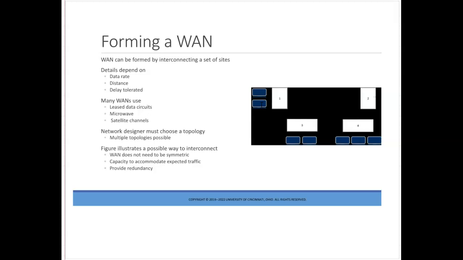A network designer must choose a topology for any given set of sites, and many topologies are possible. Topology is the physical makeup. Remember, a few modules ago we talked about bus, star, mesh, partial mesh, and ring, and it describes how and which sites are connected together. The figure illustrates a possible way to interconnect. As you can see, a WAN does not need to be symmetric in interconnections among packet switches, and the capacity of each connection can be chosen to accommodate expected traffic and to provide redundancy.